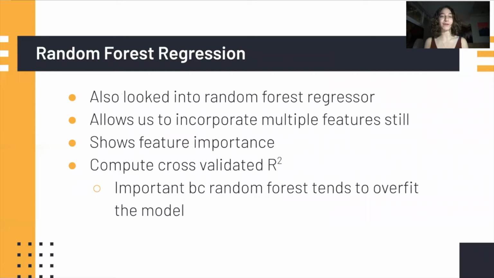We then looked into a random forest regression. It still allows multiple features to be incorporated, but it also shows feature importance, which was important as to ensure that one feature was not overpowering the rest. And we could compute a cross-validated R-squared, which is especially important as random forests tend to overfit the model.